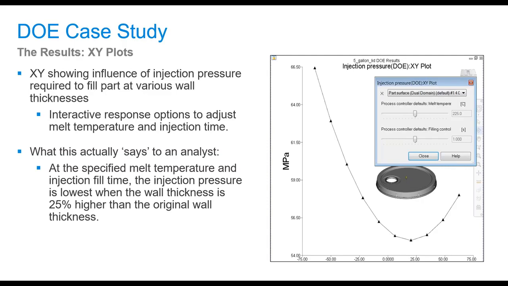This result is an XY plot, which is interactive to see the injection pressure changes as the process controls are modified, depending on the part thickness in that region. This helps us to understand how much of a thickness change we can make to that flow leader to basically offset the faster filling effect, thus provide uniform fill. So when an analyst is looking at this, they can conclude that at the 225 Celsius melt and 1 second of fill time, the injection pressure is lowest around 25% increase of the wall thickness.